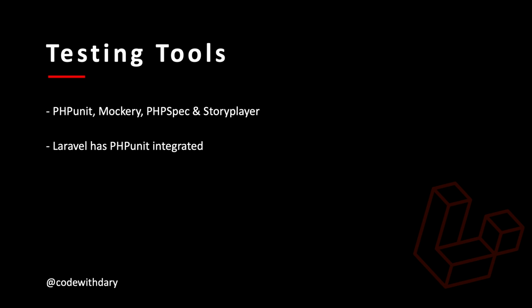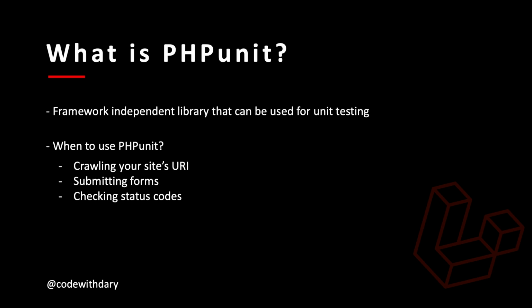Instead of setting up your testing environment manually, Laravel has PHPUnit integrated in all projects you create. PHPUnit is a framework-independent library that you can use for unit testing. And unit testing is a method where small pieces of code will be tested against expected results. You might wonder how and when you'll be using PHPUnit, and think about situations like crawling your site's URL, or submitting forms, or checking status codes.